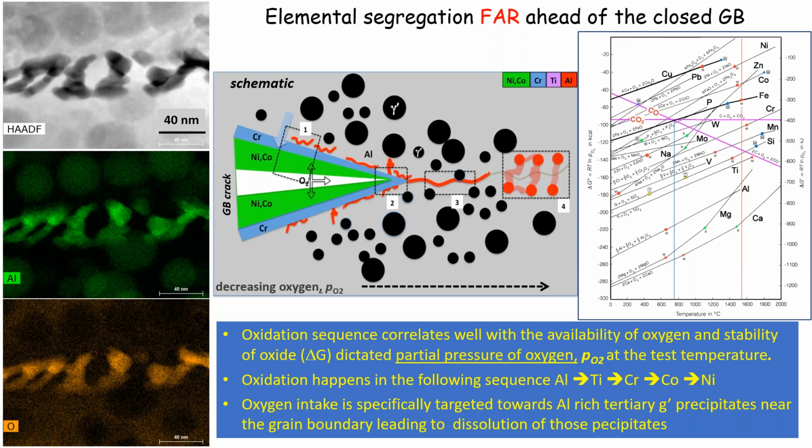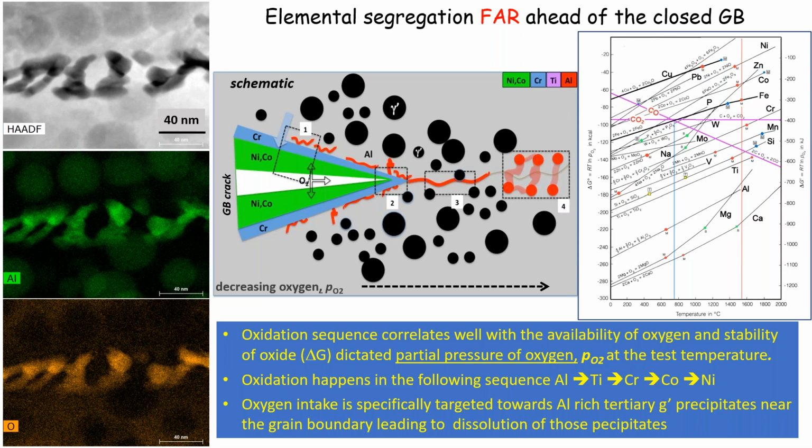Since deep inside the crack along the boundary you don't have much oxygen, only certain elements can oxidize under that partial pressure. So aluminum is a candidate. The diagram you see on the right is the Ellingham diagram. Aluminum is most likely to be the oxidizing agent, and that's what seems to be happening here. In terms of oxidation sequence, aluminum oxidizes first, then titanium, then chromium, then cobalt and nickel. Now we have a full picture of how the oxidation sequence happens, the buildup of oxides.